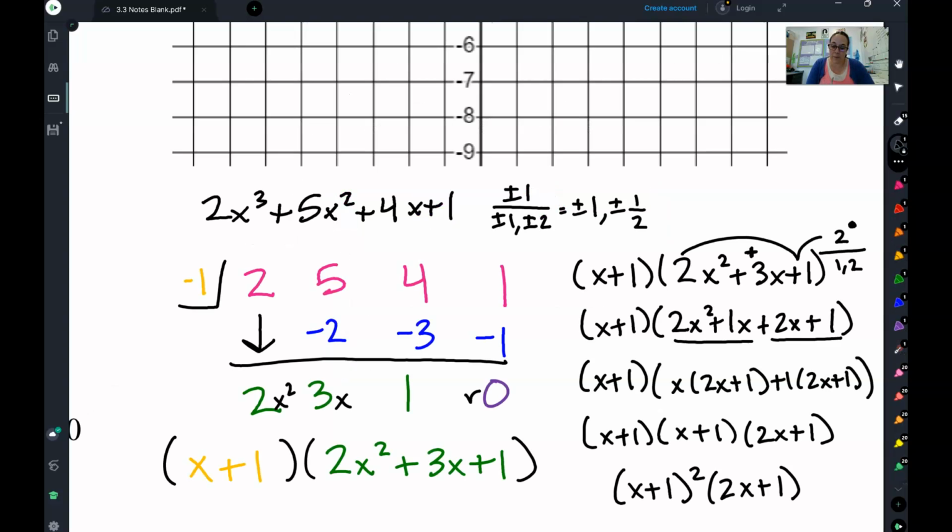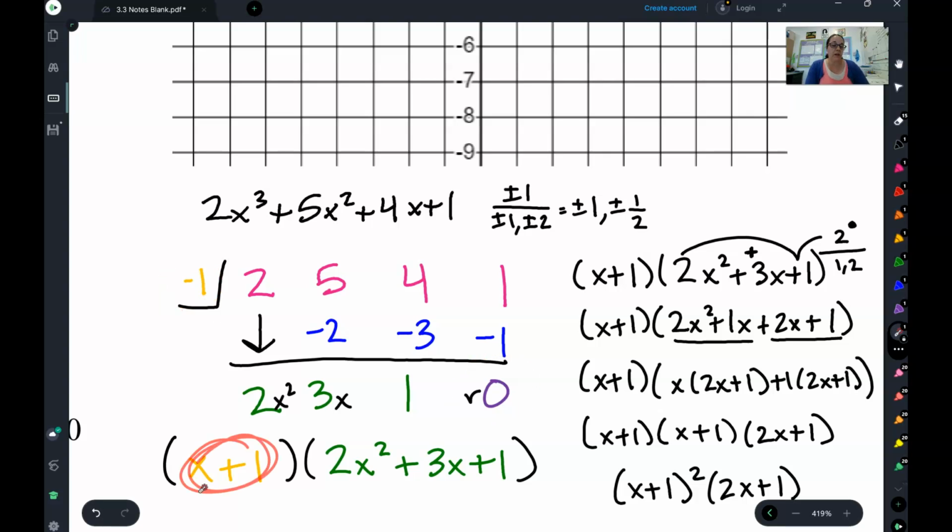I told you this problem has everything. So I got my factors of my constant, divided by my factors of my leading coefficient to give me my possibilities of plus and minus 1 and plus and minus 1/2. I tried them until I got negative 1 to work. Got a remainder of 0. 0 of negative 1 means x plus 1 is the factor, and this is what I had left over. So then I just needed to factor that.